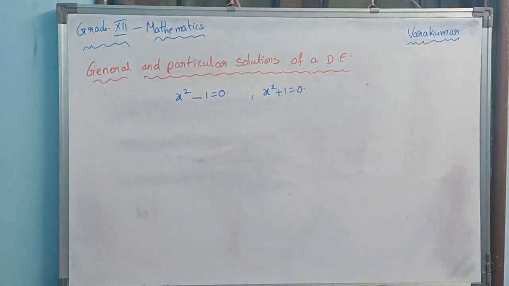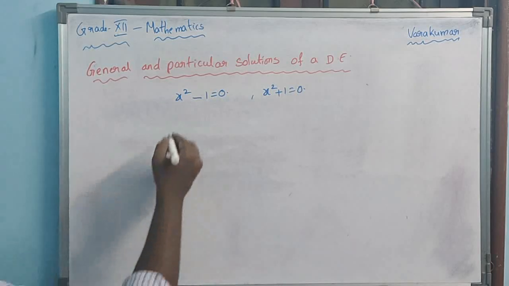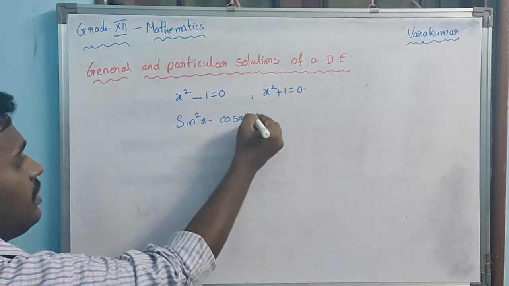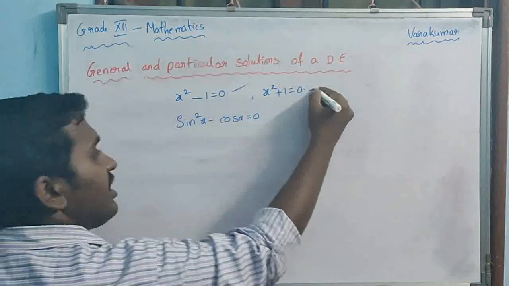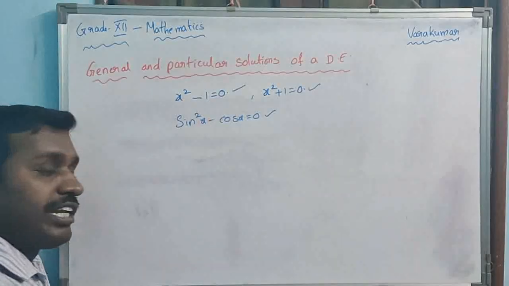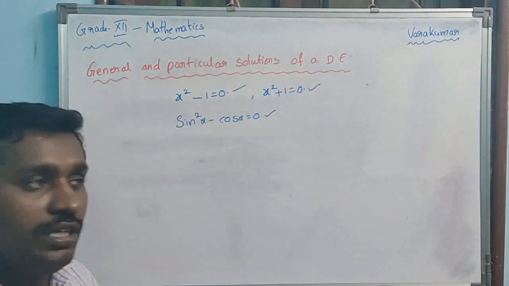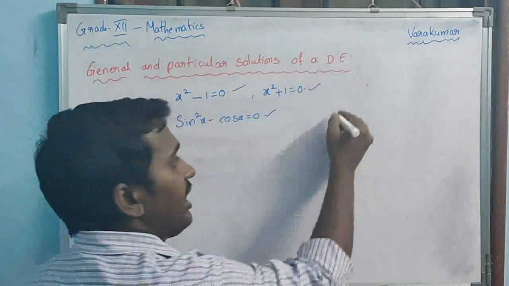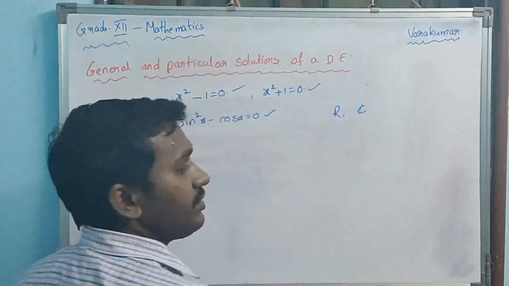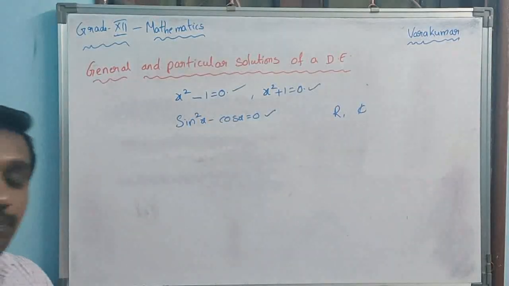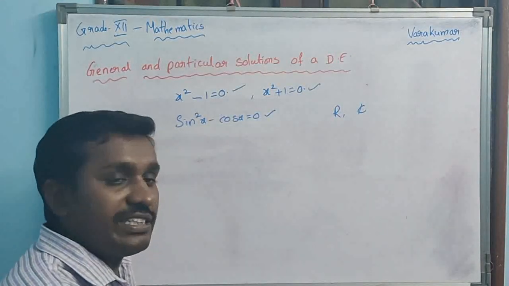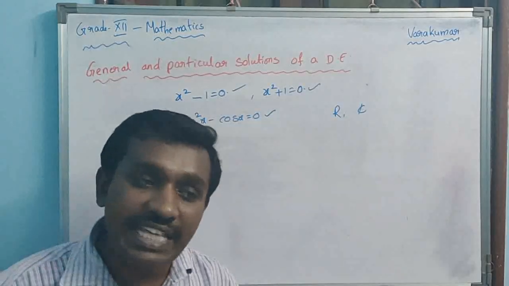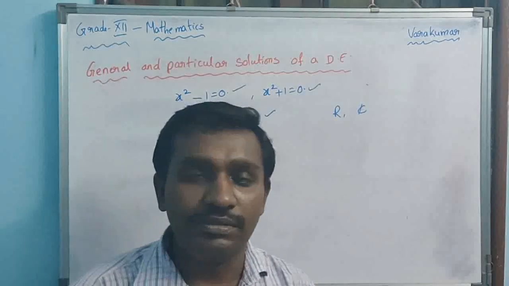Okay, next, sin square x minus cos x equal to 0. This is an algebraic equation, this is also an algebraic equation, this is a trigonometric equation. If you solve these equations, you will get some solutions, whether they are real numbers or complex numbers. When you substitute these real or complex values back, if they satisfy the given equation, then we can say they are all solutions.